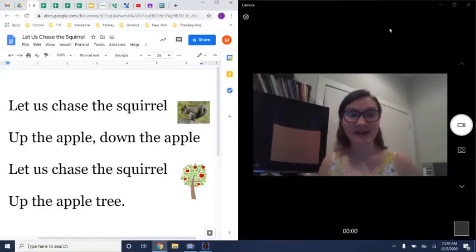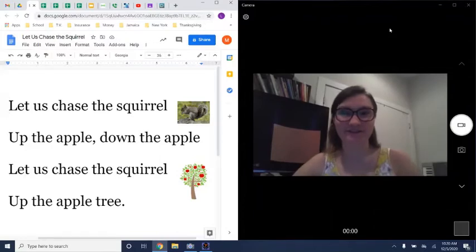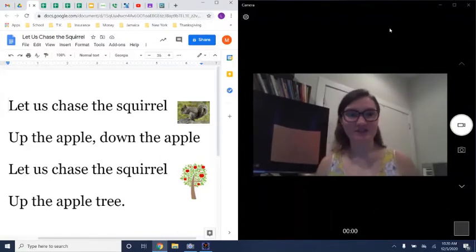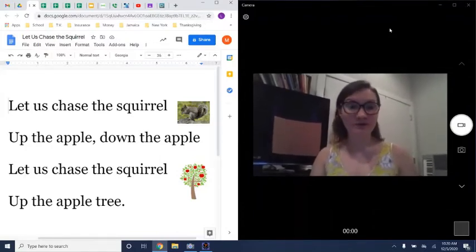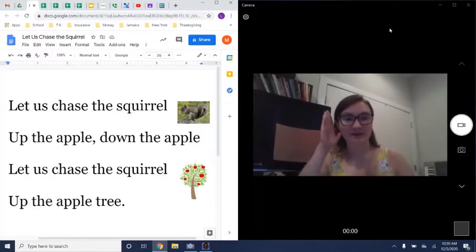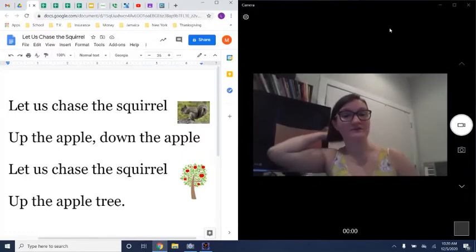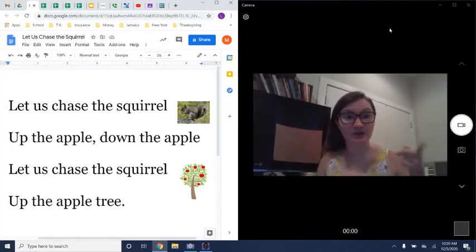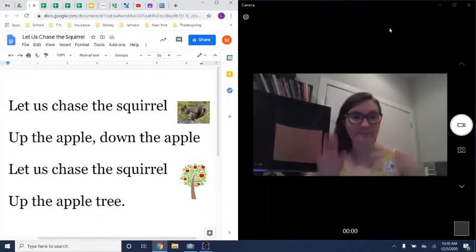All right, up next we have a song to learn, and the song is called Let Us Chase the Squirrel. While we're learning the song, I want you to always be patting the beat with me. We're going to be patting the beat during the song, whether I'm singing or you're singing. So let's get our beat started. Beat, beat, beat, beat. My turn, here's our song.